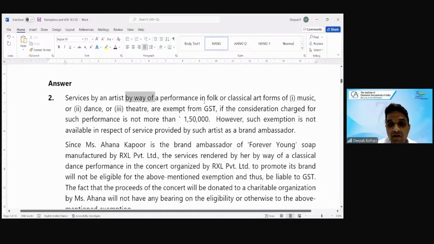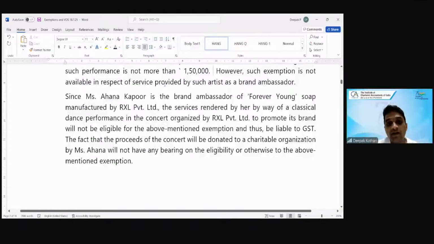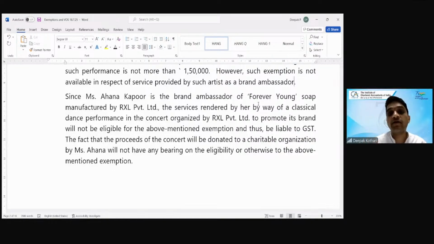But in this case, the performance is provided by way of a brand ambassador. Services by an artist by way of performance in a folk or classical art form of music, dance, or theatre are exempt if the consideration is not more than 1.5 lakhs. However, such exemption is not available in respect of services provided by a brand ambassador. So if you provide services as a brand ambassador, even if you provide a classical art form, still it will not be exempted, it will be taxable.